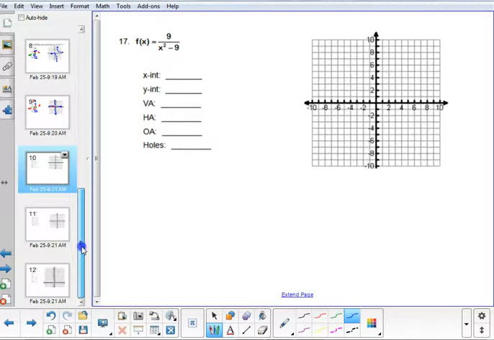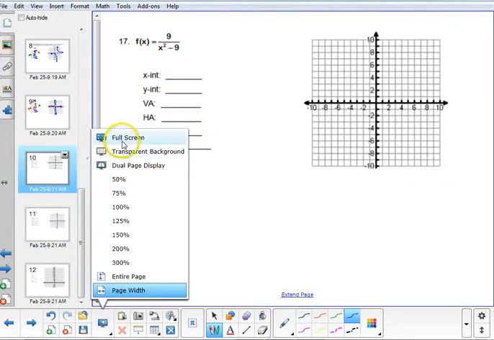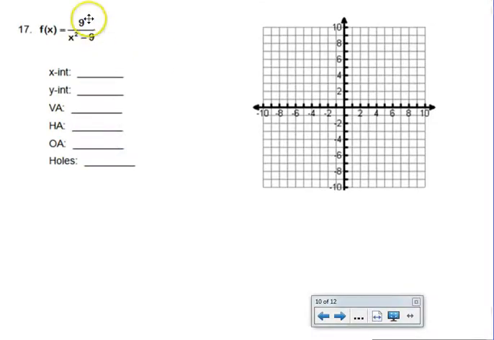Okay. So number 17. There is nothing that I could use to substitute into my numerator to make it come out to 0 because it's a constant, so there are no x-intercepts. And for y-intercepts, if I were to substitute in a 0 for the x, I get 9 over 0 minus 9, which is a value of -1.